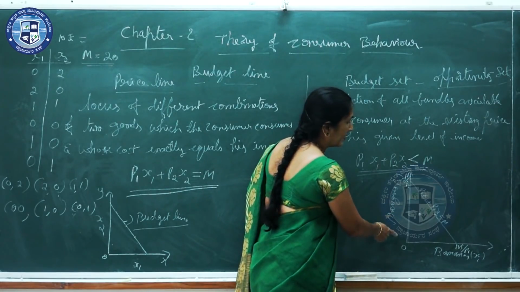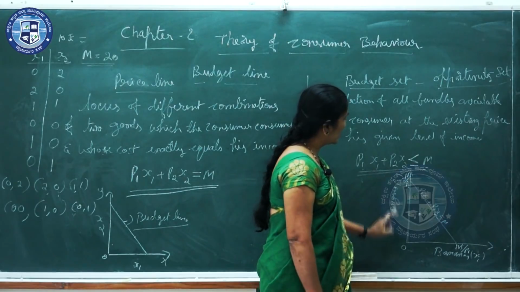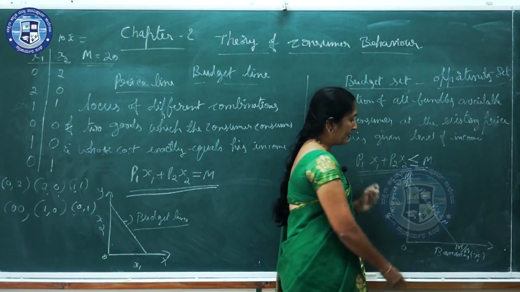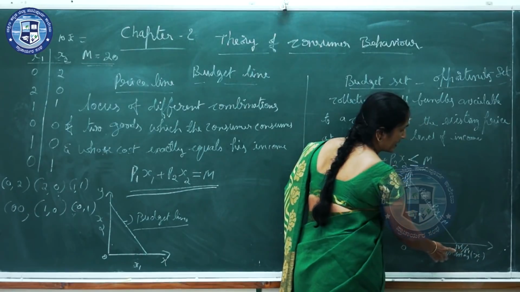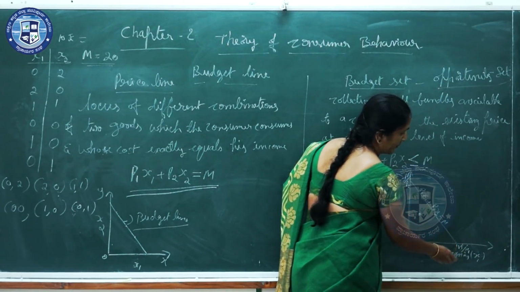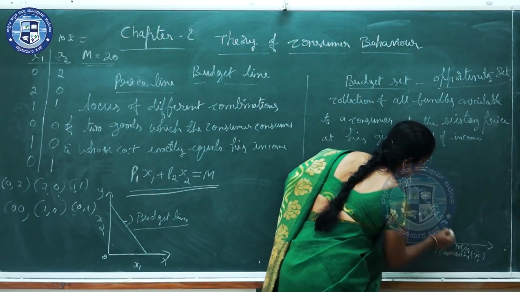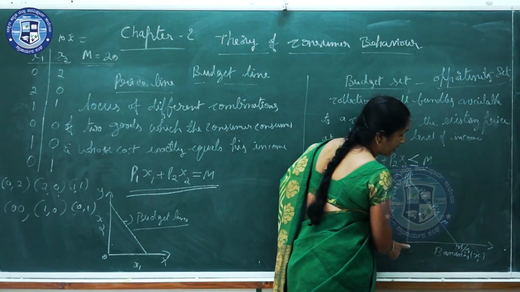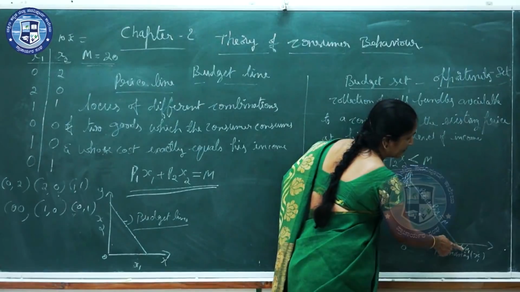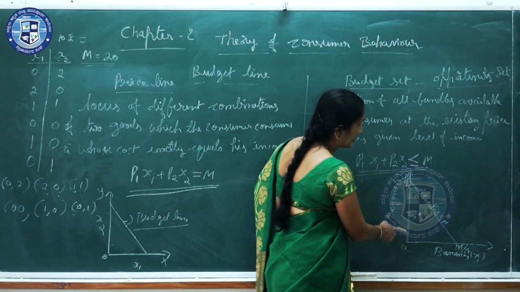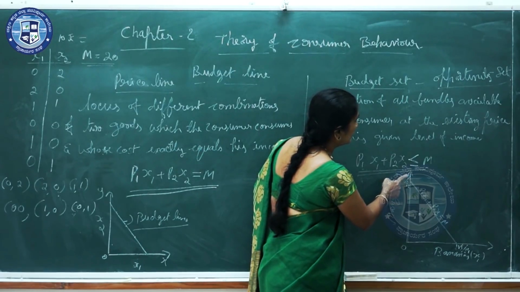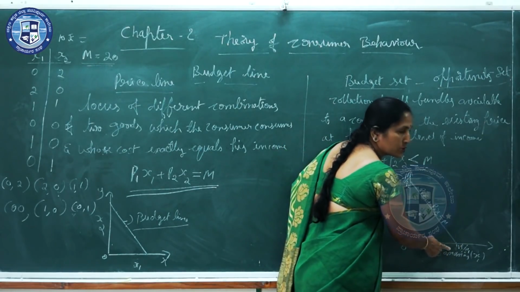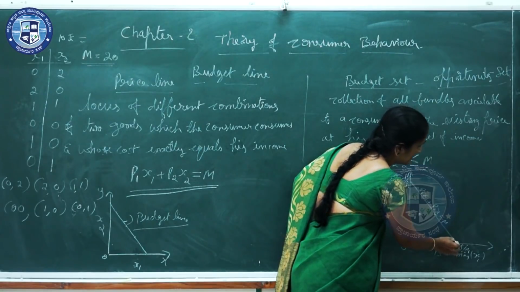Then we can see there are two intercepts on the straight line. The horizontal intercept we write as M divided by P1, and the vertical intercept is M divided by P2. There are two intercepts on the budget line, and the horizontal intercept shows the bundles on the straight line.